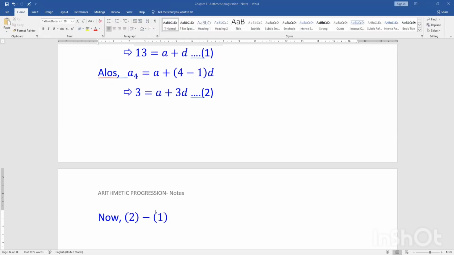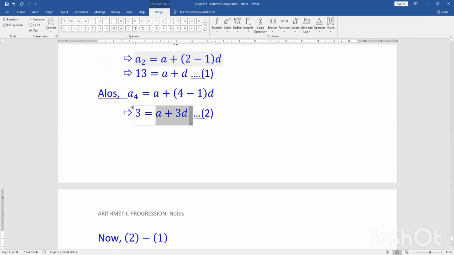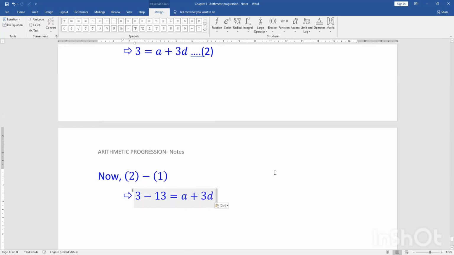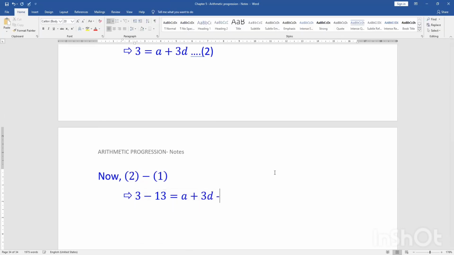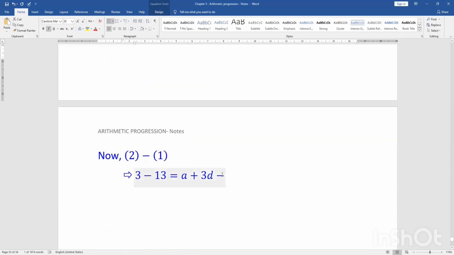Here, LHS minus LHS is nothing but 3 minus 13. Okay, write that. 3 minus 13 equals 2. And on the right hand side, we have a plus 3d minus, and make sure that you always use brackets here, minus, then we have a plus d, right? Minus a plus d.